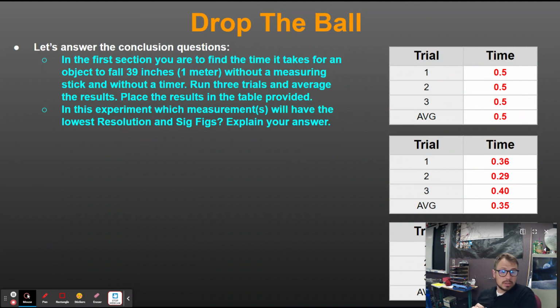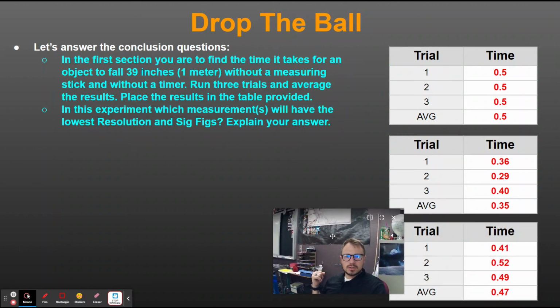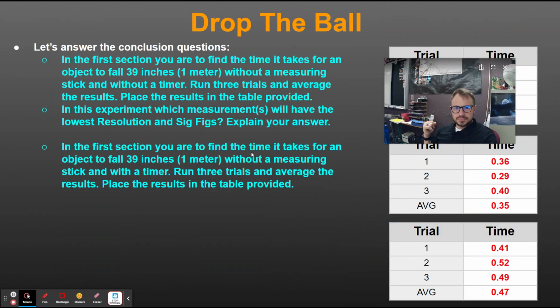If you drop a ball, you can say, well, it's not 5 minutes. It's definitely under that. You can tell about how far a meter is, or 39 inches. So you could gauge that, right? Now, the question down here in this experiment: which measurement will have the lowest resolution in significant figures? They both are. You're not going to be very accurate in doing that, right? They're both probably going to have one significant figure, at best, right? So you can see here the next one.